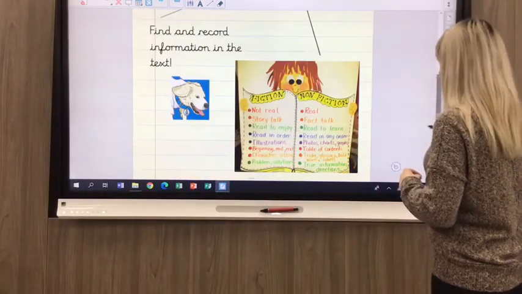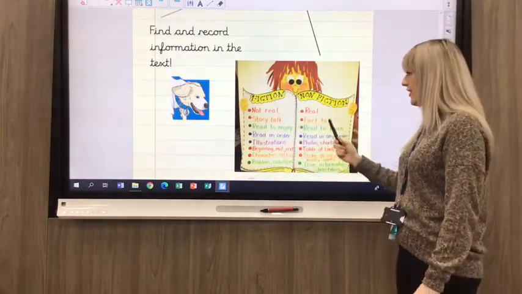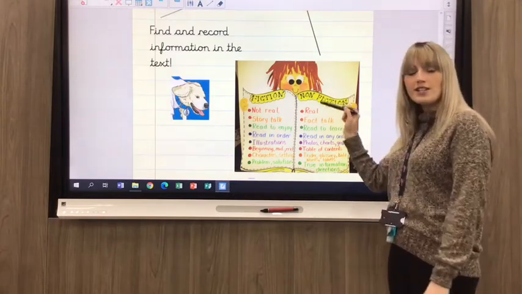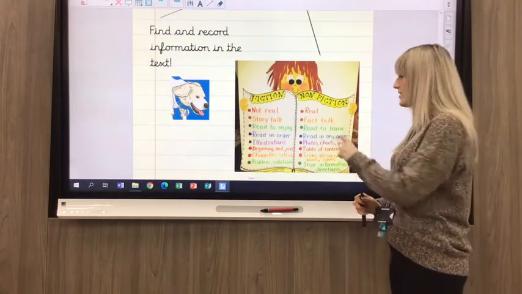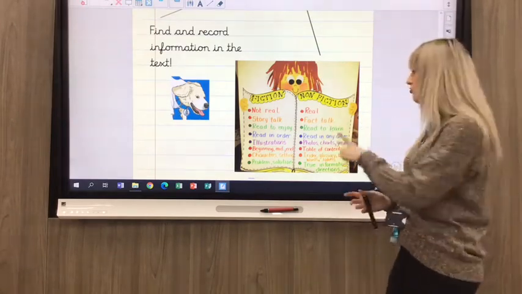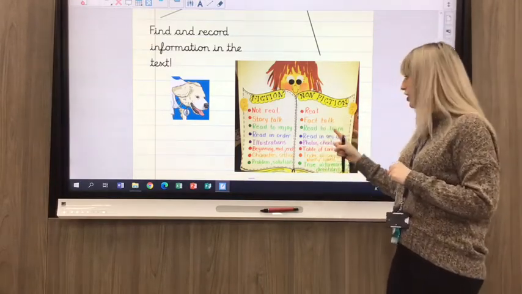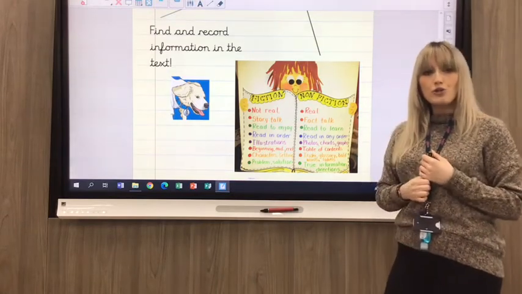Here I've got my character holding a book and we've got fiction one side, non-fiction the other. Okay, so we're looking at a non-fiction text today and that means it's real. So it's got facts in. Okay, it's got facts and information that are real and true. Now we read non-fiction texts to learn and we can read them in any order.